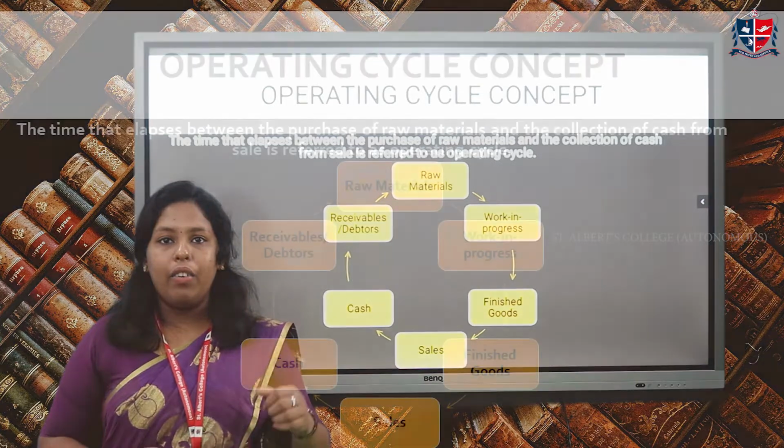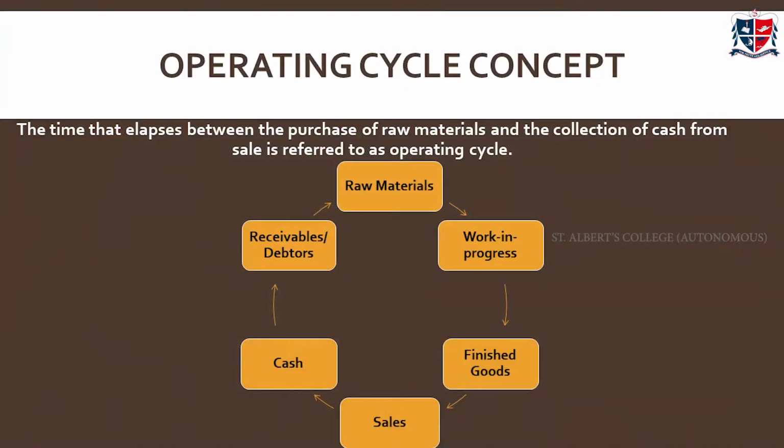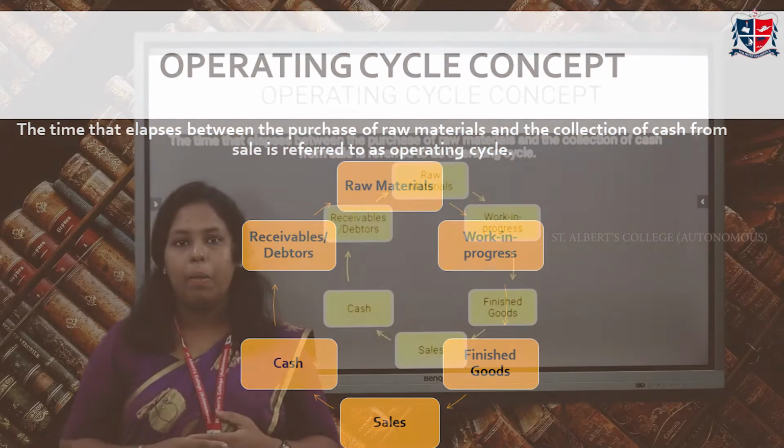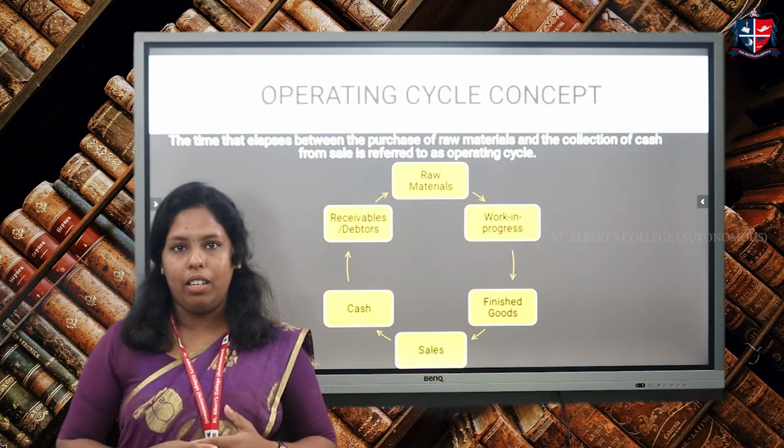Here we can see the concept: we start with cash and we end with cash. First of all, we purchase the raw materials with cash, and the raw materials are converted into work in progress. The work in progress is converted into finished goods, and the finished goods are sold to the customers, adding a profit to the finished goods. We sell to the customers either for cash or on credit.